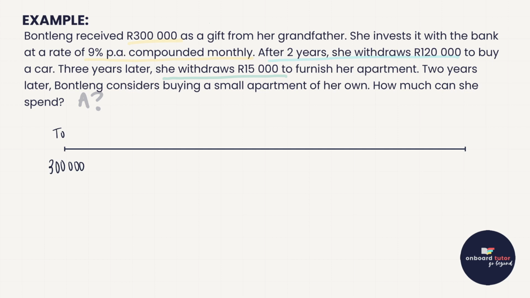So let's see, everything that has to do with years. Okay, so she invests it. After 2 years, she withdraws. 3 years later, she withdraws. And then 2 years after that.